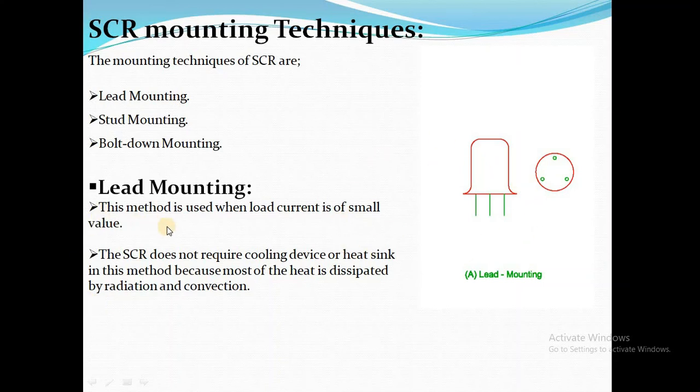This method is used when the load current is so small that the SCR does not require cooling. In such cases the SCR doesn't require any cooling technique because it is used for small current applications. As the current is very small, the heat generated is also very small, and it is automatically dissipated into the atmosphere by radiation or convection.